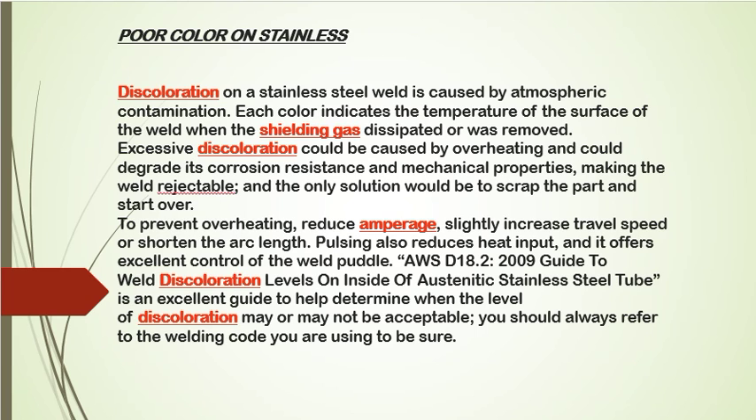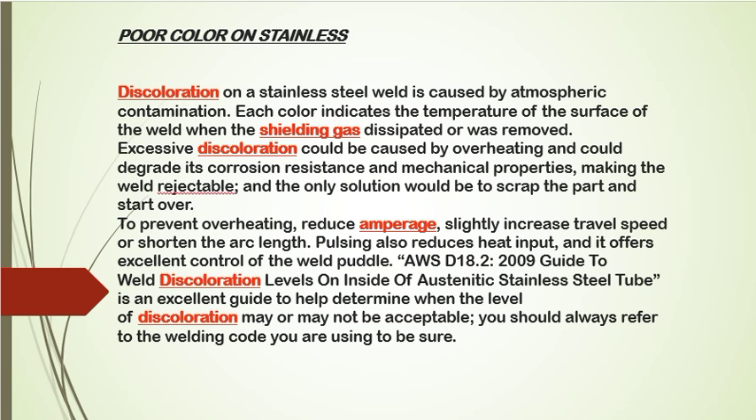AWS D18.2:2009, Guide to Weld Discoloration Levels on the Inside of Austenitic Stainless Steel Tube, is an excellent guide to help determine when the level of discoloration may or may not be acceptable. You should always refer to the welding code you are using to be sure. The color of discoloration depends upon what is called atmospheric contamination. If atmospheric contamination is there, then we can see many color changes because of the temperature.